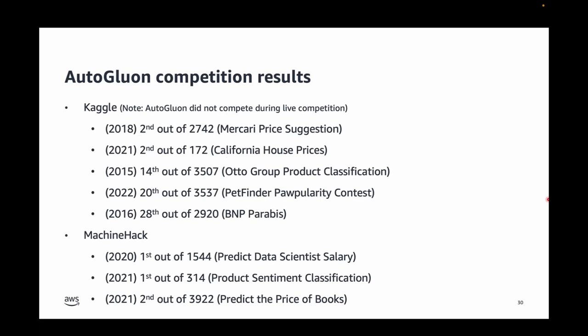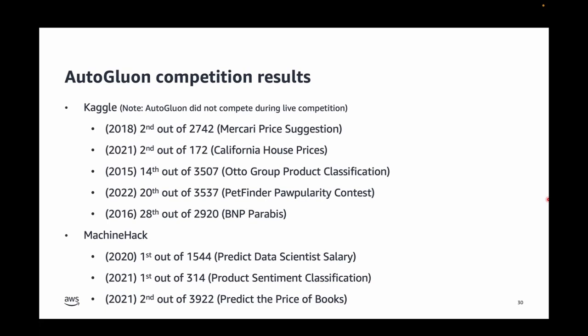Can we beat the humans who spend a lot of time trying to squeeze out the best possible results of some systems? Initially, these are some results on Kaggle competitions where AutoGluon didn't compete live. It was just after the competition finished, we trained it on the data set, we submitted the results, and Kaggle tells you what would be your position on the final leaderboard, on the private leaderboard, which means the actual test set for the competition.